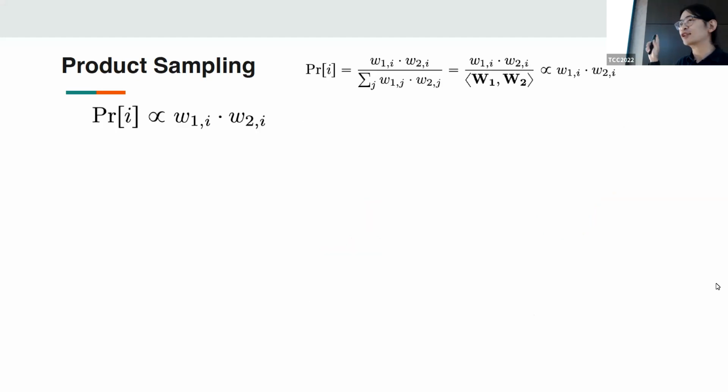Again, let's look at the probability function. The probability for some index i being sampled is exactly the multiplication of these two terms. This is similar to what we saw before, where one party can locally have one of these terms, and it gives us an idea similar to L1.